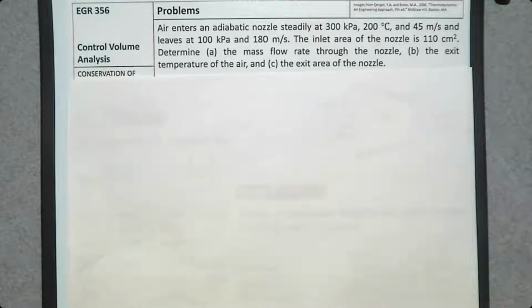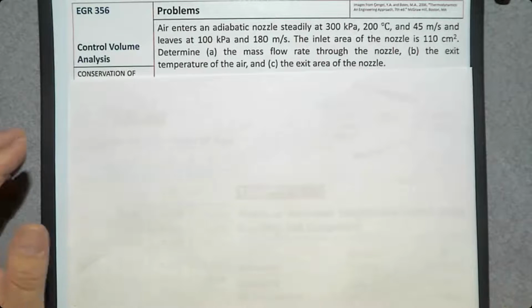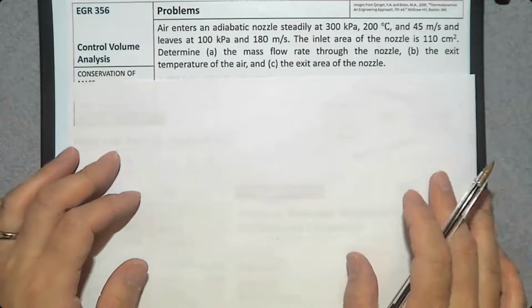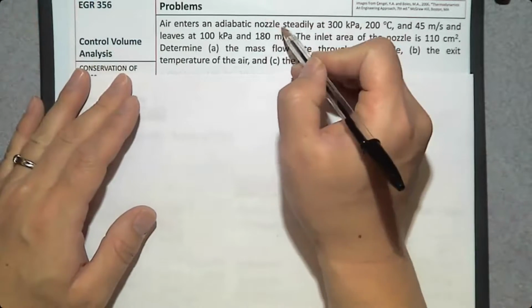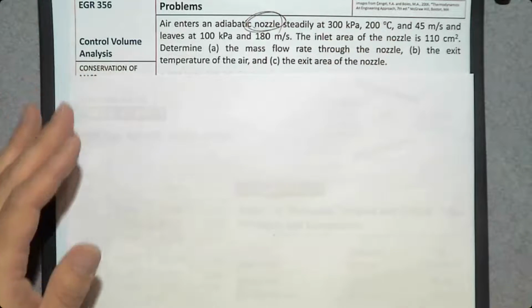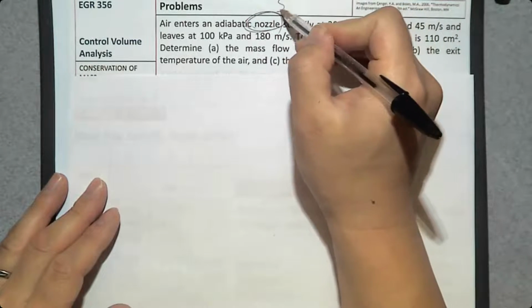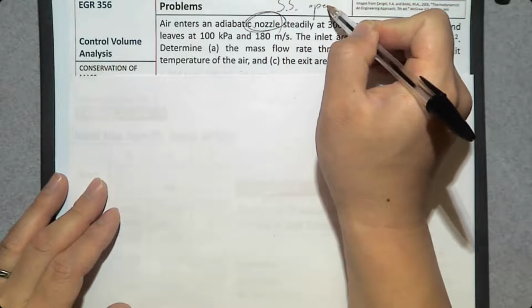Okay, let's solve this problem together. We have an adiabatic nozzle, and air enters this adiabatic nozzle. To solve this problem, the nozzle has an inlet and exit, so it's an open system, steady state, open system.